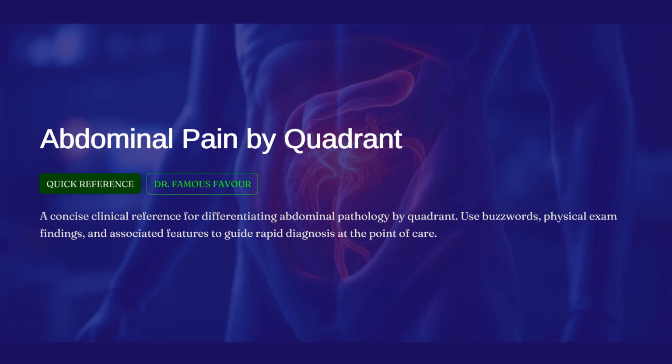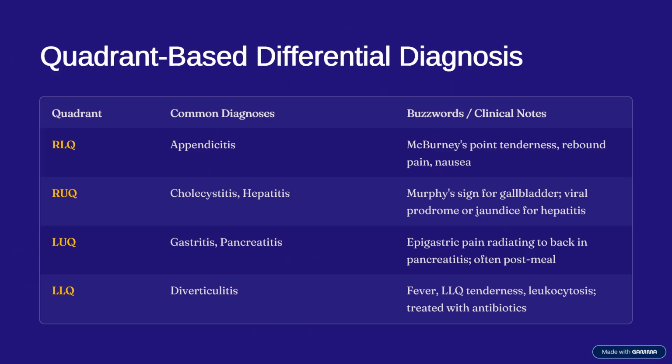I'm just going to talk quickly on the abdominal pain by quadrant, because this is very high yield for the exam, for you to know some of the locations and where some of the conditions and where the pain is located. So for example, we have appendicitis. In the exam, they can ask you about the location for appendicitis.